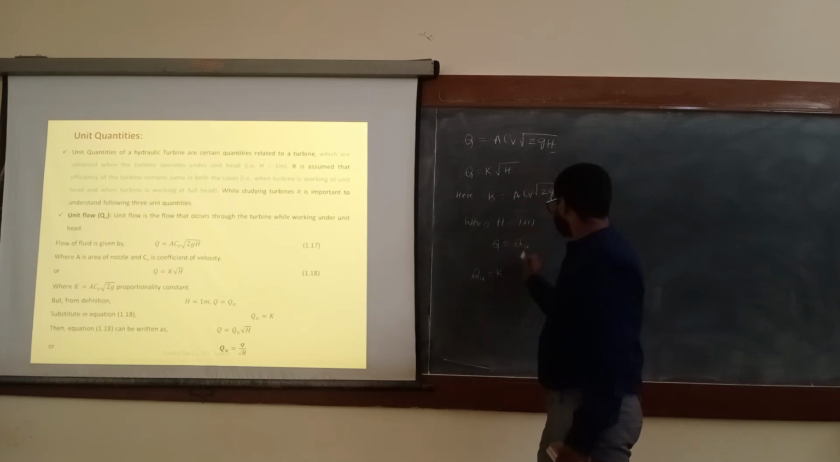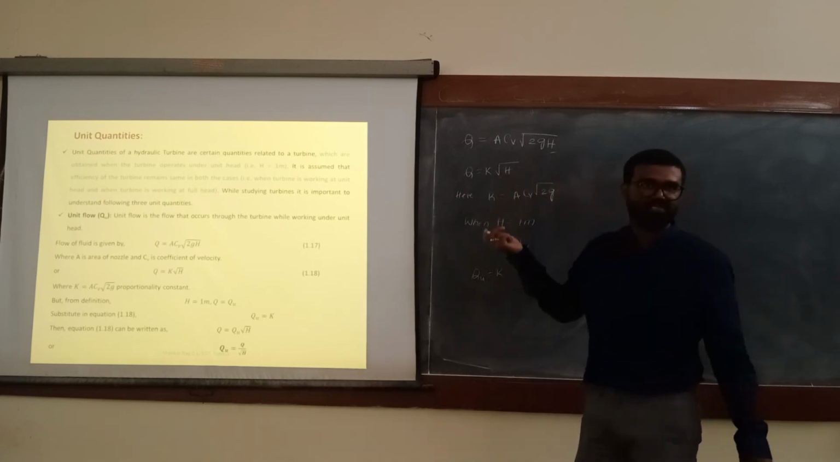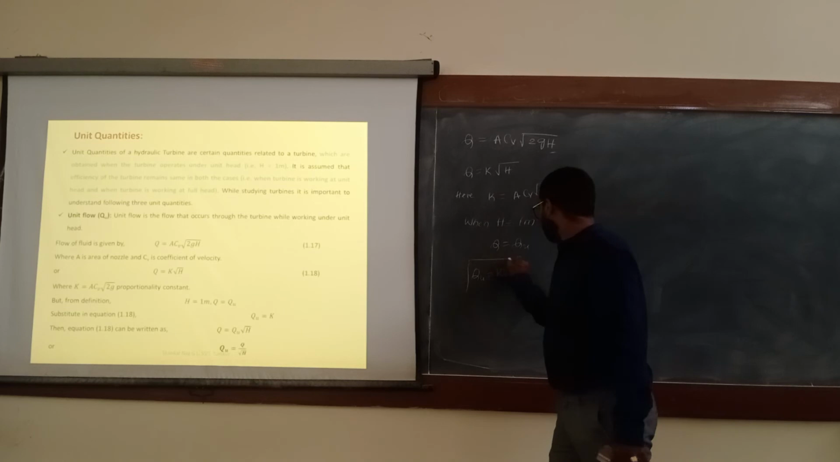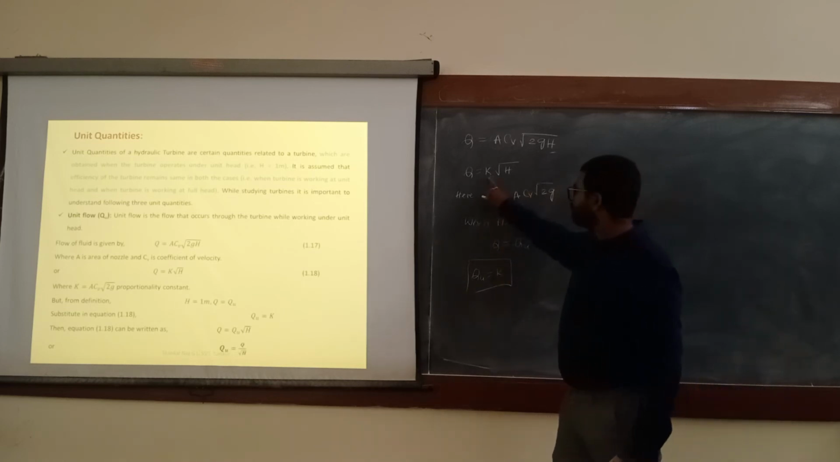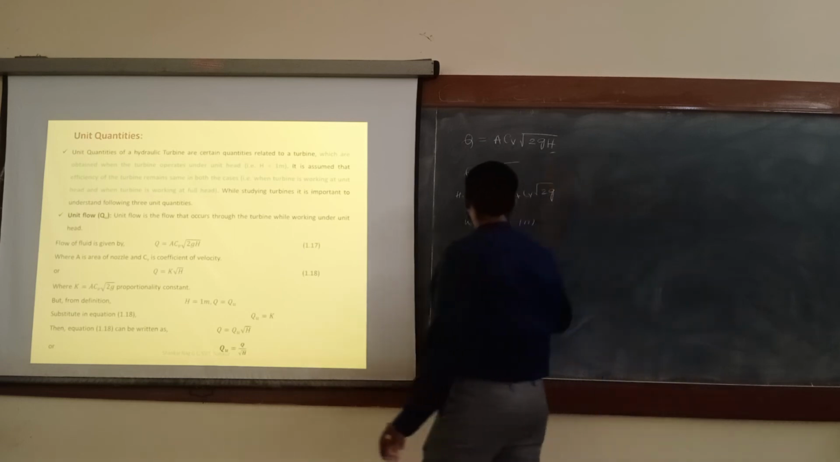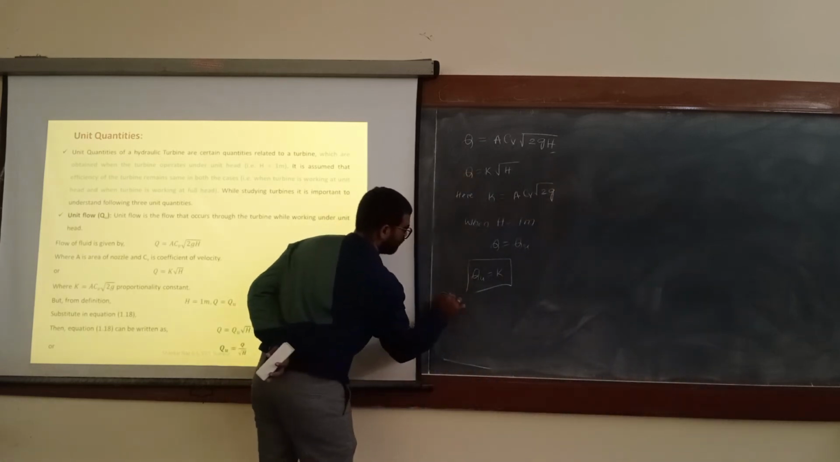K root of H, with H as 1 meter. Root of 1 means 1 only. Then the K value will become the unit flow. This value we need to substitute here. Then what is the flow?